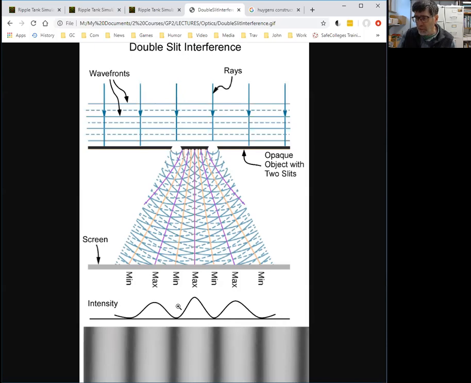Down at the bottom are a couple of different ways of representing this. Here would be sort of the intensity. How strong is the signal right here? It's very strong. Here there's almost nothing, so we go back down to 0, and then it comes up again. It's sort of a graph. Here would be if it was light shining on a wall. You might see a bright area and a dark area and a bright area and a dark area, something like that.